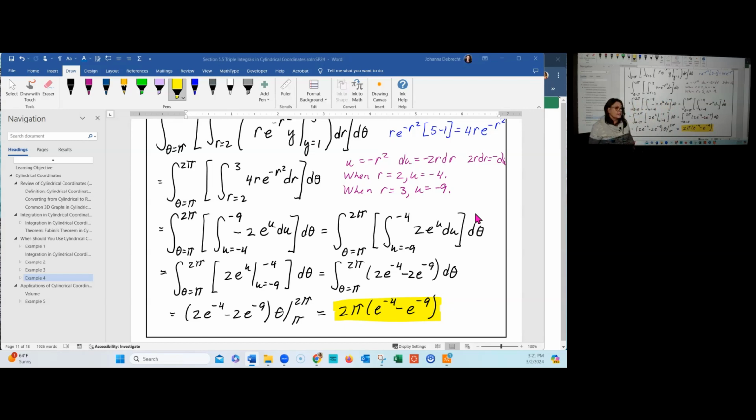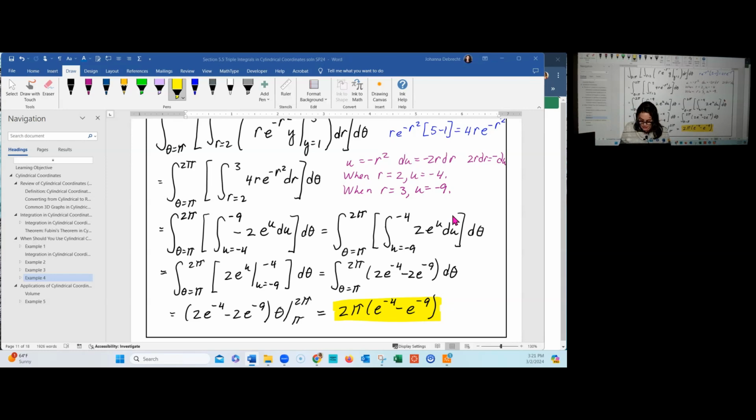There's no theta present in the integral, so when we integrate, we get theta. Evaluating theta between pi and 2 pi gives us a pi, so our final result is 2 pi times the quantity e to the negative 4 minus e to the negative 9.